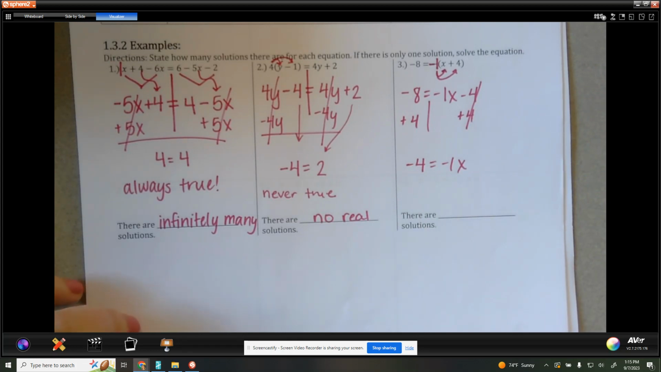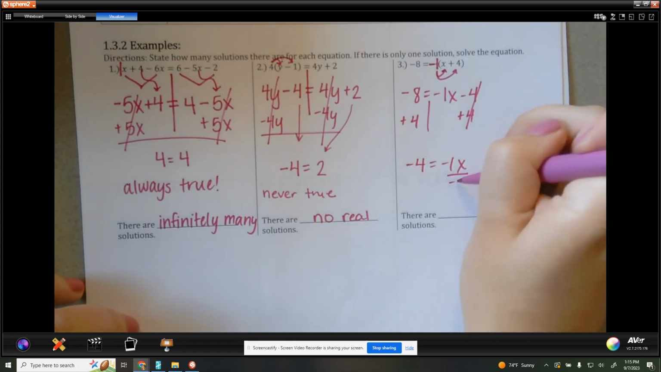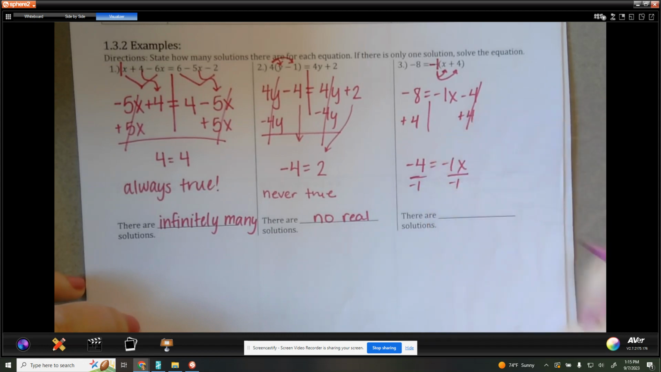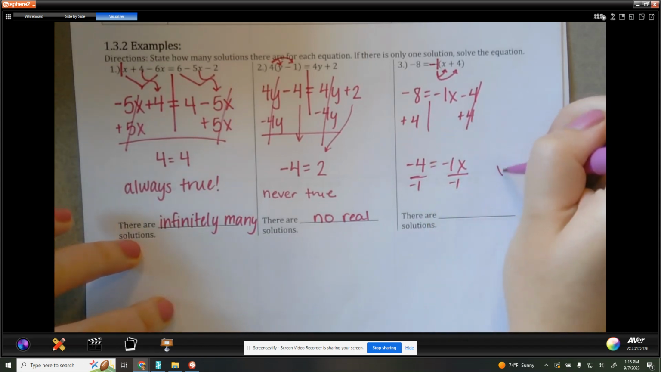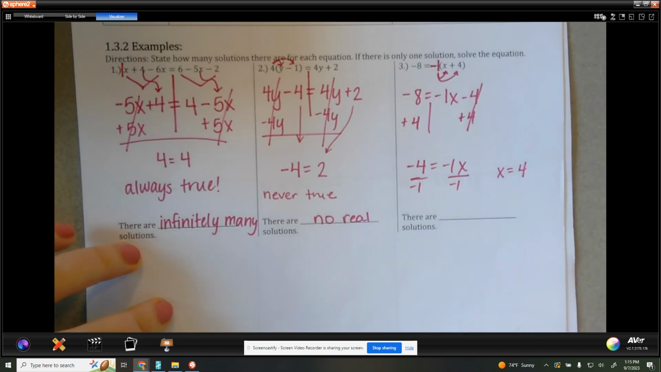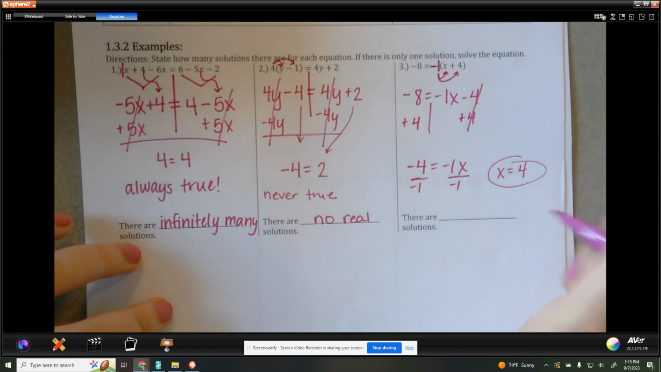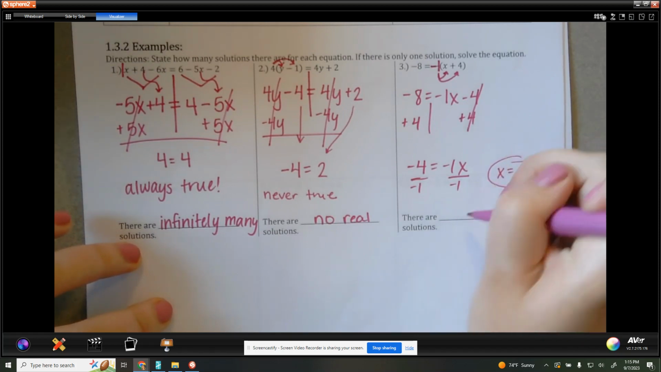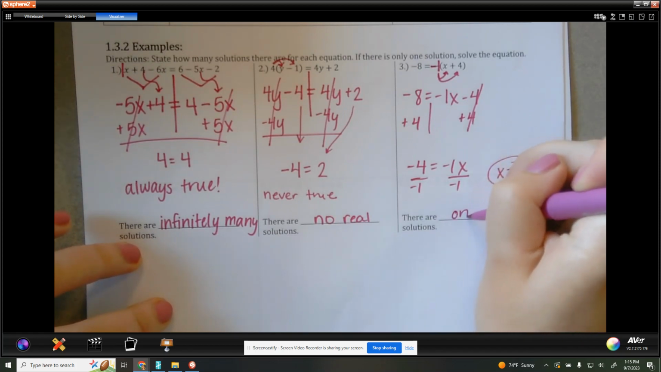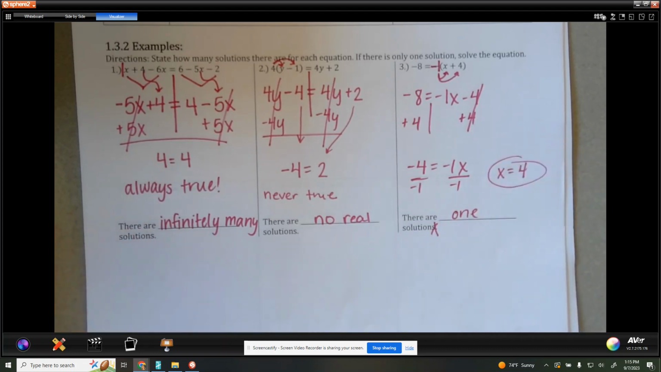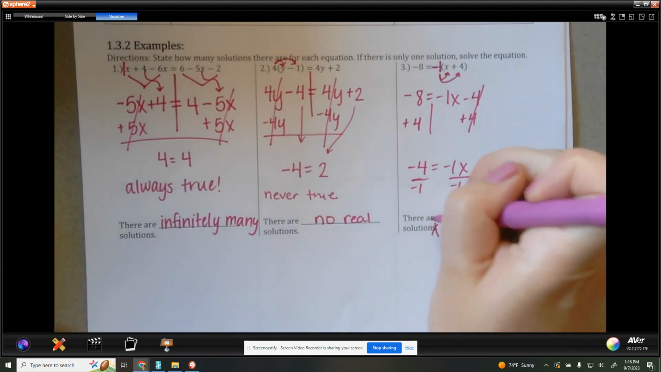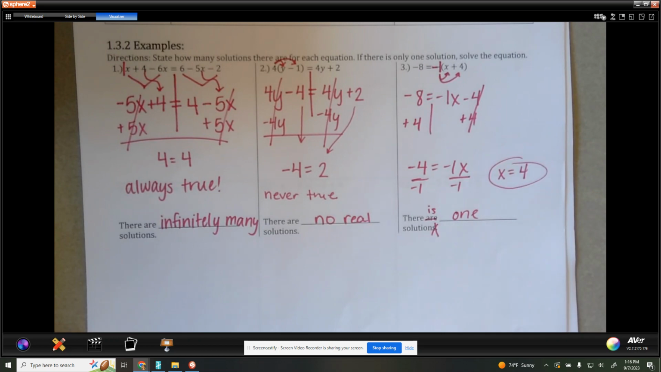And so last step, x is not all by itself. We need to divide by a negative 1, which just changes the sign. So we get x equals 4. Negative divided by a negative is positive. And so when we have one answer like this, there is one solution, which is x equals 4.